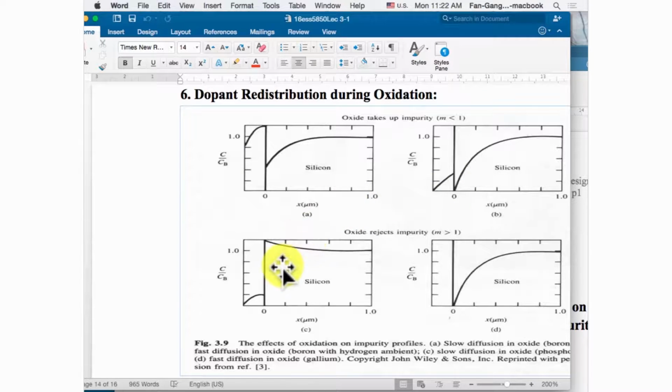On the other hand, if the silicon dioxide does not like an atom, for example phosphorus, it will try to reject the atom. Originally, the silicon dioxide layer contained some portion of the phosphorus. Because the silicon dioxide does not like phosphorus, it will cast the phosphorus back into the silicon. So you will see a pile up of the impurity on the silicon surface. The concentration is higher on the surface. You can see the result here.